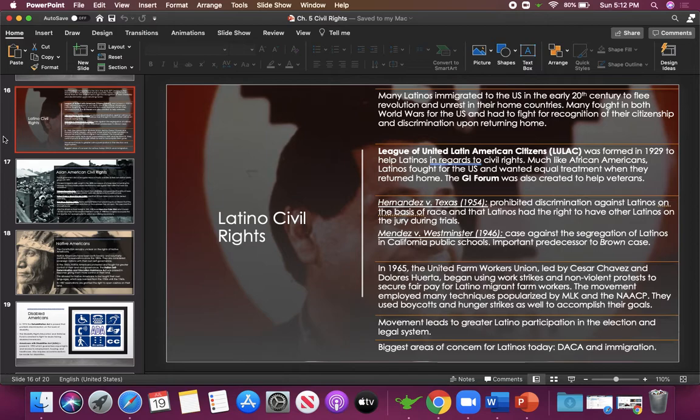One of the biggest issues that Latinos have had to fight for is fair pay in our country. In 1965, the United Farm Workers Union is created by Cesar Chavez, whose picture is in the background, and Dolores Huerta. And in our country, for a very long time, much of the farm work, at least since the 20th century, has been done by Latino field workers. And farmers were notorious for not paying these workers what they were due.